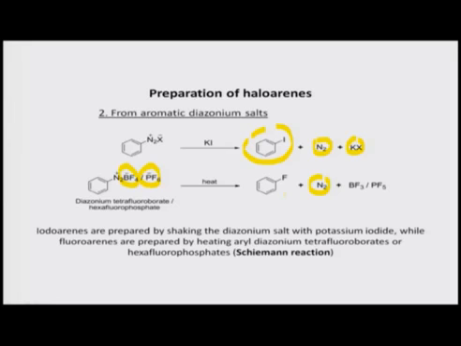And the byproducts that are formed will be a nitrogen molecule plus BF3 or PF5, depending on which salt we started with. So, this method, as you can see, is quite efficient in the fact that it can be used for the preparation of both iodo and fluoroarenes, unlike some of the other methods which are limited to the synthesis of chloro or bromo compounds.